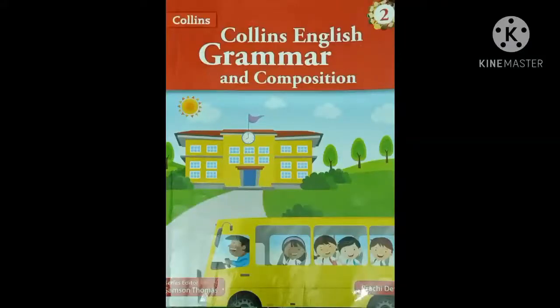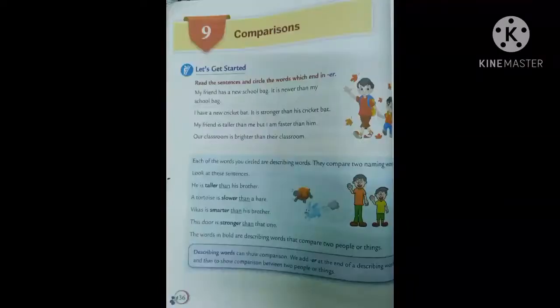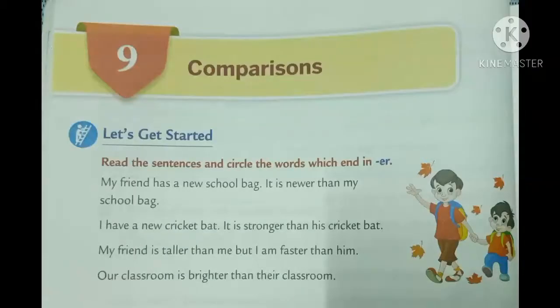For better understanding, take your English grammar book and turn to page 36. So look here, children. Let's get started. Read the sentences and circle the words which end in ER. So what you have to do is read the sentences and circle the words which end in ER. Okay, so let's start.